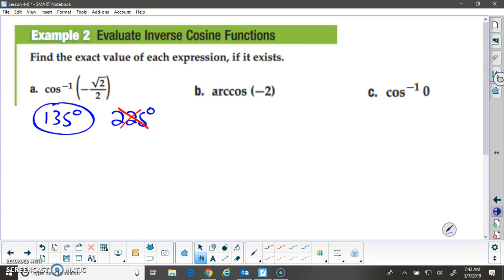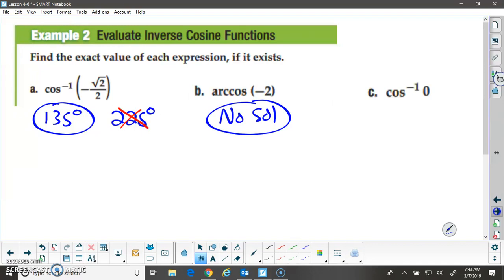Arc cosine means the same thing as cosine inverse, and so this one would be a no solution, because just like with sine inverse, your values have to be between -1 and +1. Since -2 is smaller than -1, there is no solution for that.